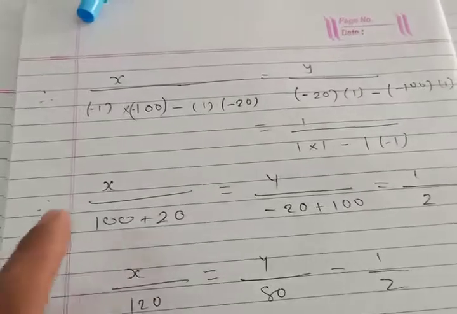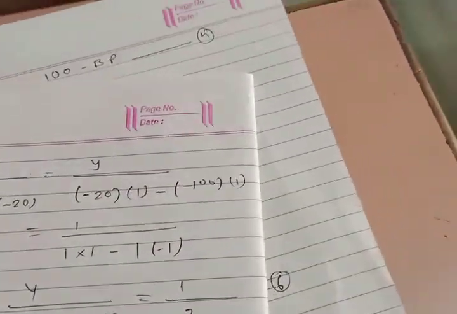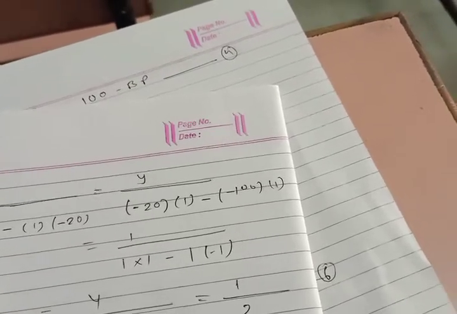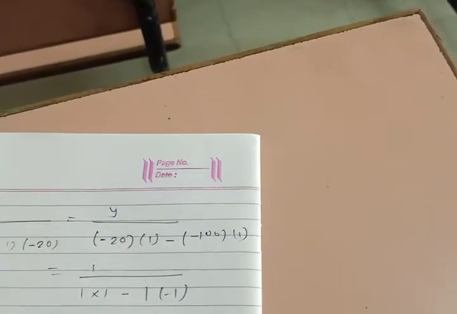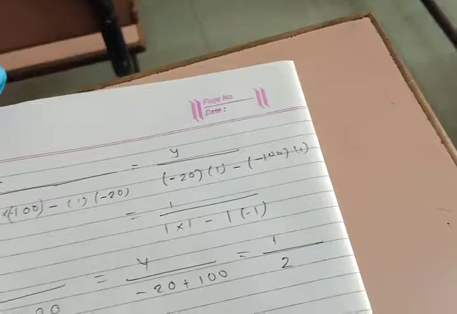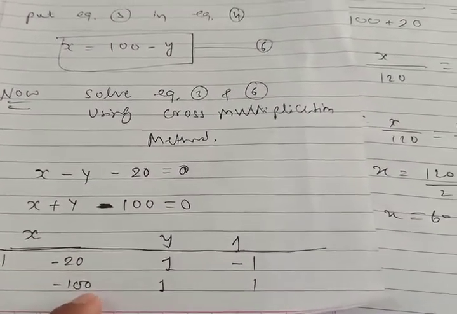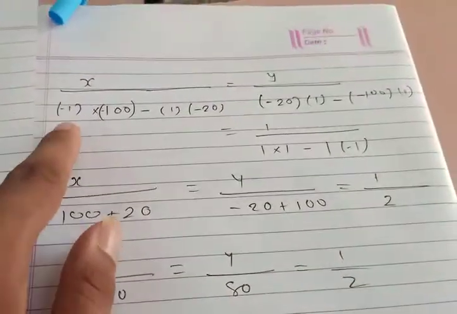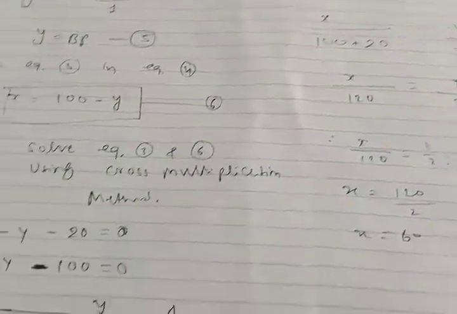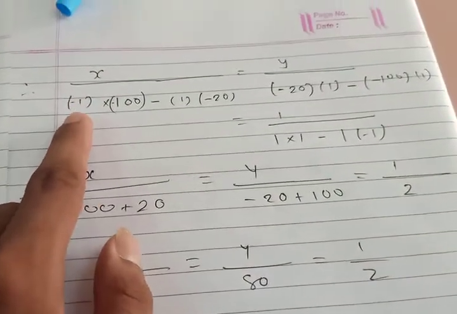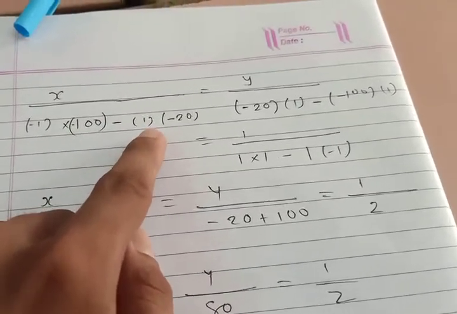See here, now solve the equation. x upon... see here, how to solve this equation? That is minus 1 into minus 100 minus 1 into minus 20. You have to solve minus 1 into minus 100 minus, in bracket, 1 into minus 20. Same as y. See here y.